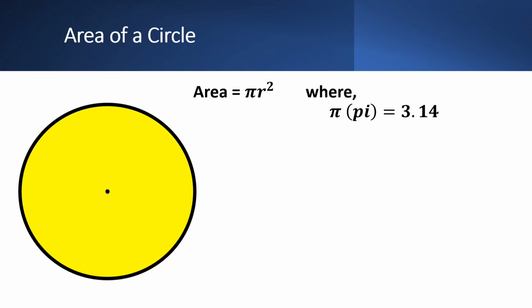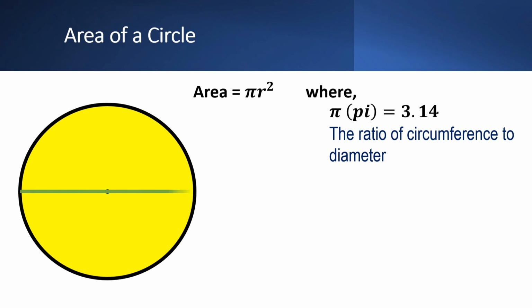So ano ba itong pi? So, pi is the ratio of circumference to diameter. Ibig sabihin yan, bawat isang diameter ay merong 3.14 na circumference. So, for example, meron tayong diameter na ganito kahaba. Ibig sabihin, meron ding 3.14 na haba ng circumference. So, merong 1, 2, 3, at kunting sobra. So, malamang yan na yung 0.14. Kaya, 3.14 ang value ng pi.